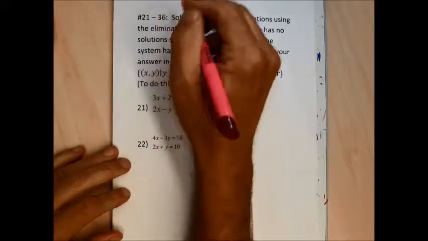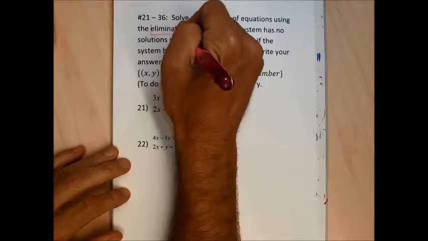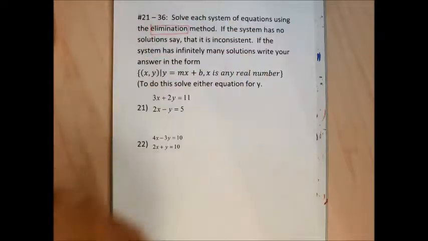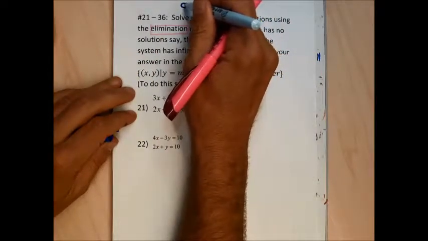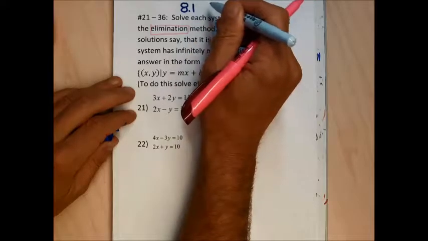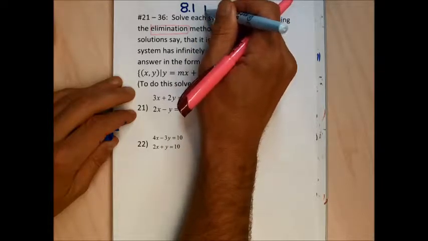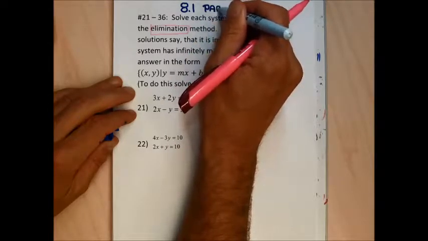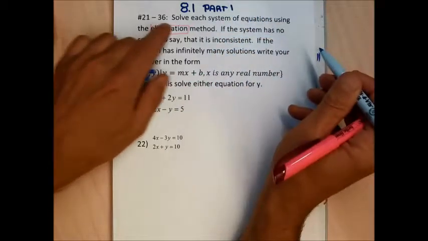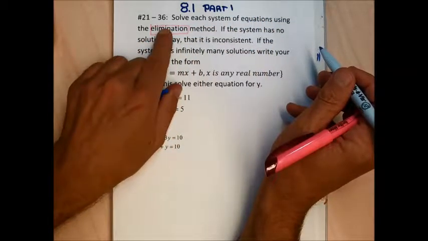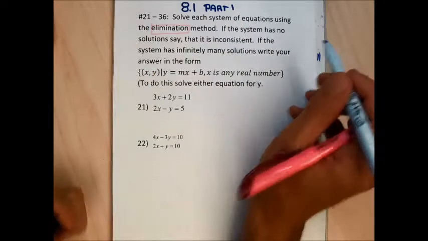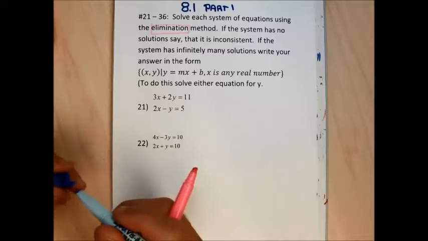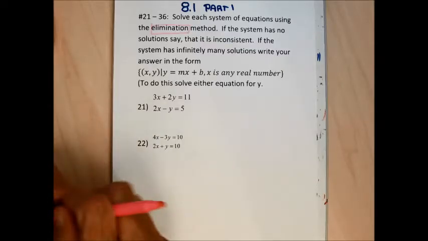The next group of problems is part 2 of our section 8.1 video, and they have essentially exactly the same instructions as part 1, except the word substitution was changed to elimination. If you looked at the beginning of my section 8.1 video, part 1, and looked at the instructions, it said solve each system of equations using the substitution method, and everything else is the same. So we're still finding where two lines intersect, if they do intersect.